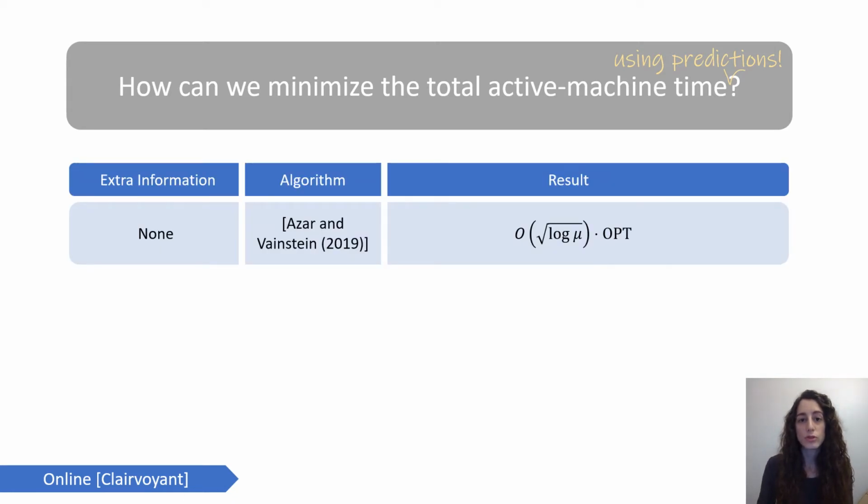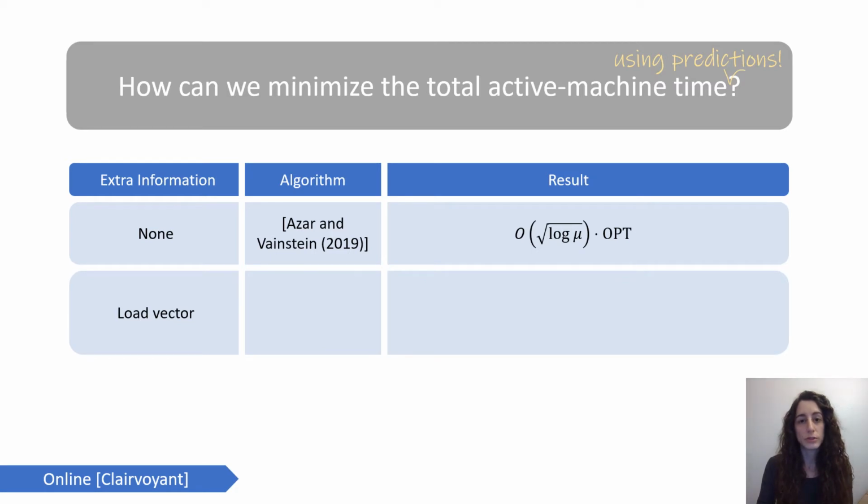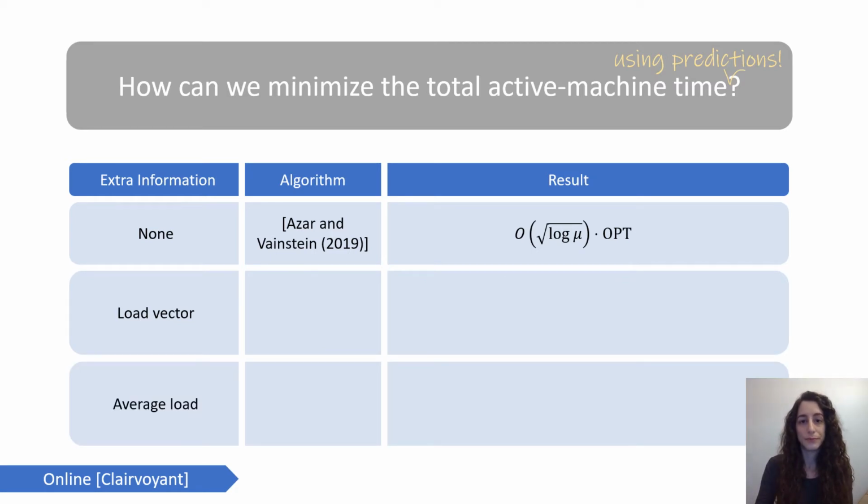We look at two sources of additional information besides the VM lifetimes: the future load vector and the average load. The future load vector is the histogram of the upcoming demand. Since that is an aggregate over all VM requests at any time, it can be predicted with much higher accuracy. We show a constant competitive ratio, which is 2 for the uniform case, which will be the main focus of this talk.